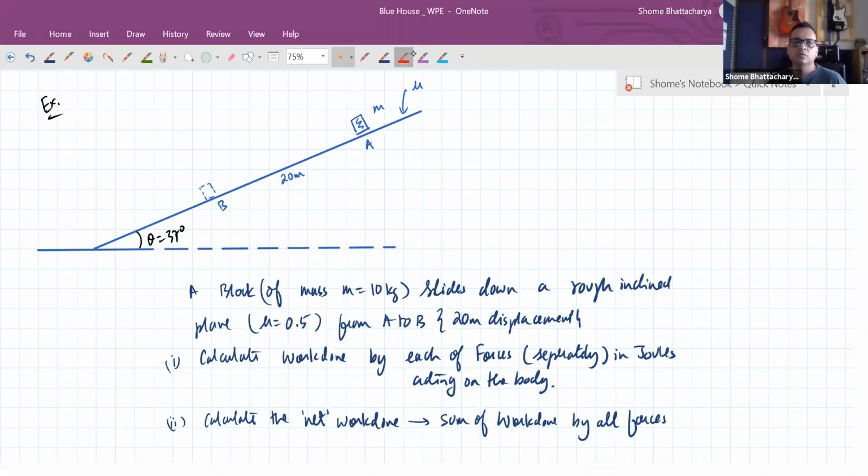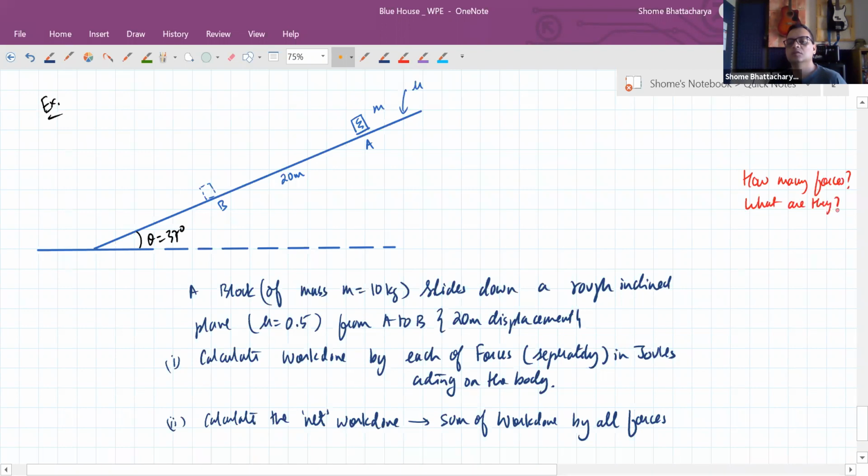So first of all, understand how many forces are acting on the body and what these forces are. Then you calculate work done by each. And for work done here, you can just apply the definition F dot S, because all your forces will be constant. There's no variable force acting over here.